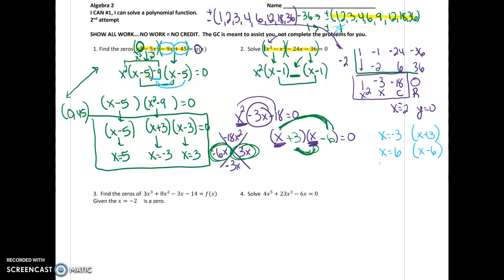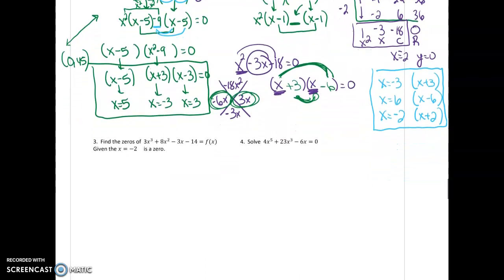So the other solution you might forget about is the -2 that we kind of cheated with on the graphing calculator. And if I were to make parentheses for this, it would have been x plus 2. I do want to see the solutions, and I want to see the factors that got you there. All right, let's jump to number 3.